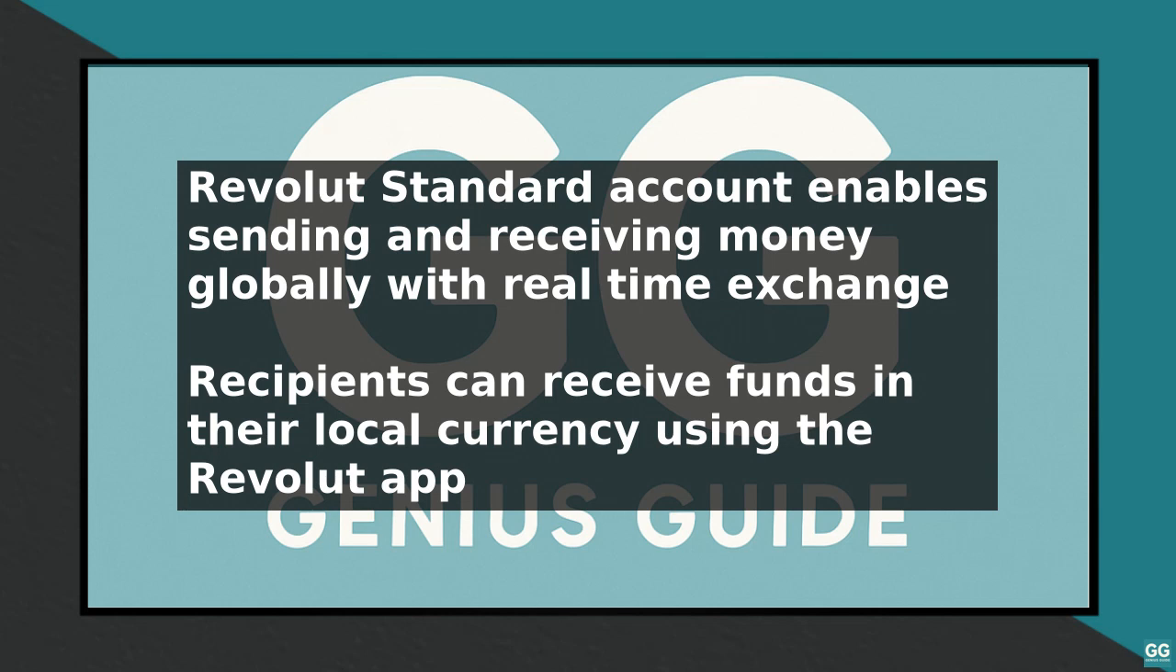In addition to these features, the Revolut Standard account also offers security and protection for your funds. The app uses two-factor authentication and encryption to protect your account and transactions. You can also use the app to freeze and unfreeze your card if it is lost or stolen, and contact the Revolut support team if you have any issues.